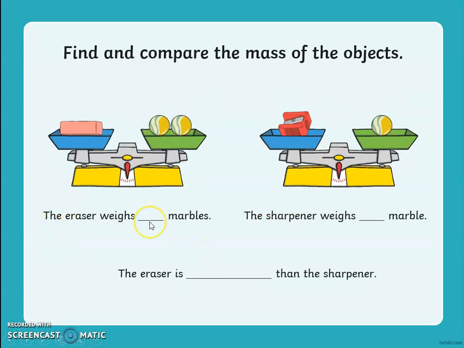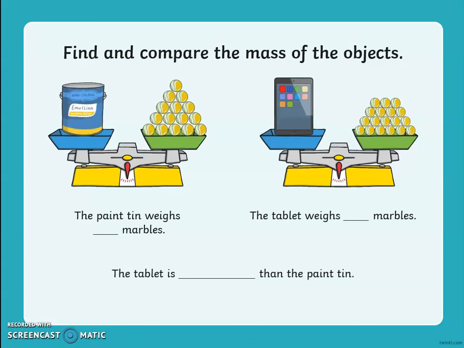The eraser weighs 2 marbles. The sharpener weighs 1 marble. So the eraser is heavier than the sharpener.